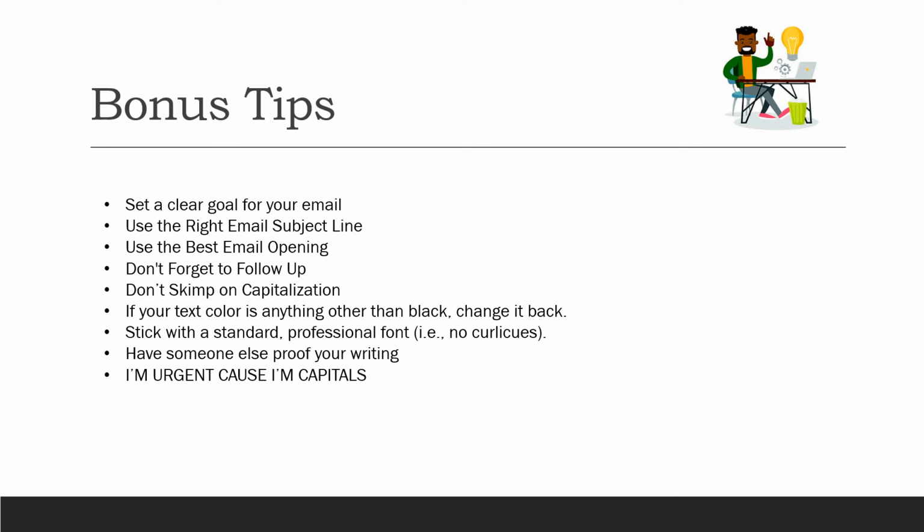Now for some bonus tips. The first one on the list is set a clear goal for your email. So you should start by deciding what results you want from your email, then write your email with the goal in mind. Your email can't achieve its purpose if you don't know why you're writing it.